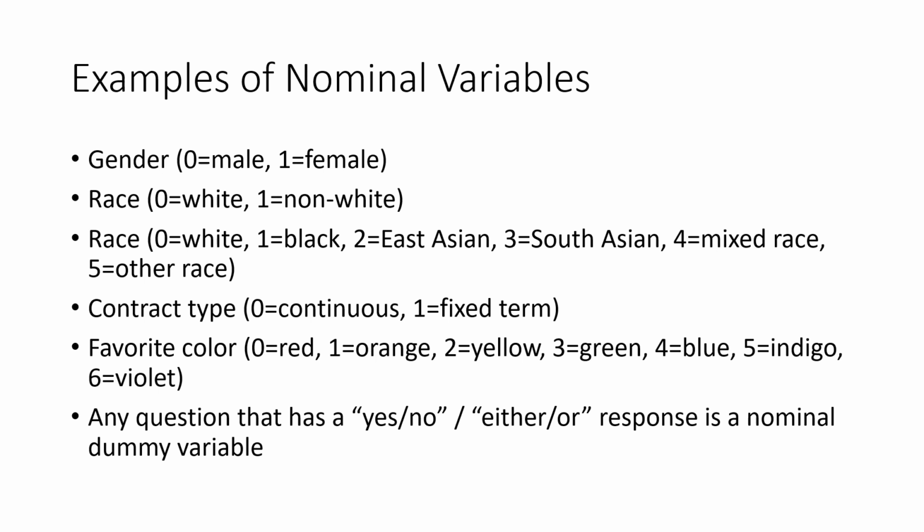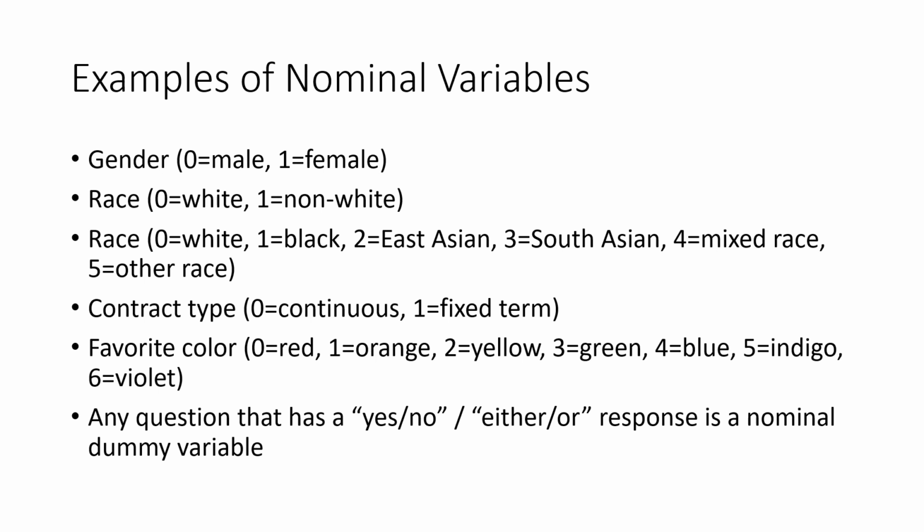Race is a nominal variable. Now, there are different ways that we could measure race. On the slide here on the second point, race could be measured where 0 equals white and 1 equals non-white. That's one way to do it, as a binary variable like gender. But you could also measure race as a multi-categorical variable. Again, there are many different configurations of this, but the one that I've listed here on the slide is 0 equals white, 1 equals black, 2 equals East Asian, 3 equals South Asian, 4 equals mixed race, and 5 equals other race.